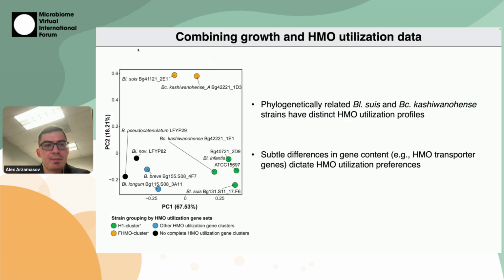And if we combine the growth and HMO utilization data together, you can see using principal component analysis that strains essentially cluster by the presence of this specific gene cluster rather than by taxonomy. And this tells us that it's really important to look at the subtle gene differences, especially when we're talking about genes encoding HMO transporters, because they essentially dictate how different strains will utilize different HMOs.